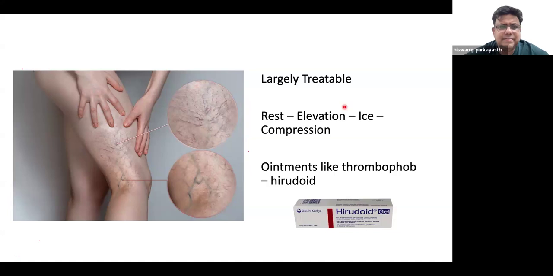So the treatment is very simple: rest the limb, elevate the limb, ice compress the limb, which is the traditional RICE, and apply ointments like Thrombophob or Hirudoid, which either contain heparinoid or a very local form of hirudin taken from the leech, and the same can be used to get on top of this thrombophlebitis and get them better, get the pain lesser.